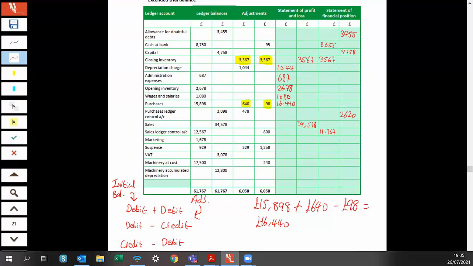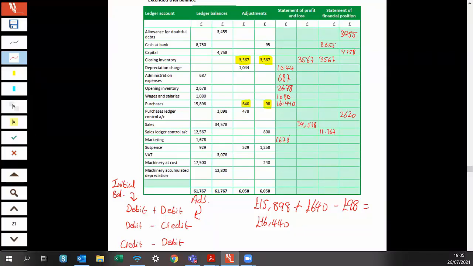So marketing. Now marketing, again, anything like this, wages, admin expenses, marketing, insurance, anything like that is an expense. Just because it doesn't say marketing expenses, don't slip up and don't fall into the habit of thinking that it's something different. It is still an expense. We're going to record that in the statement of profit and loss on the debit side, 1,678. Let me just write that a bit neater. Brilliant. Now this is an interesting one.